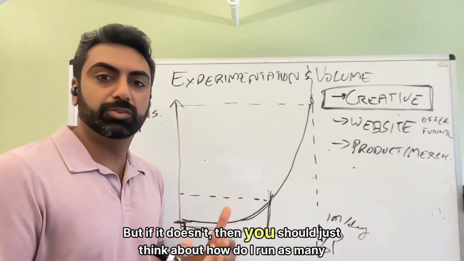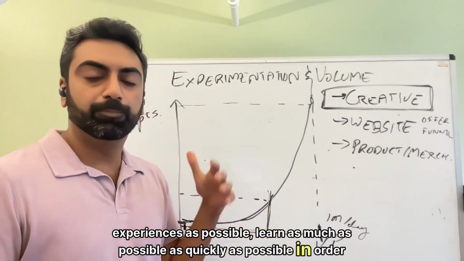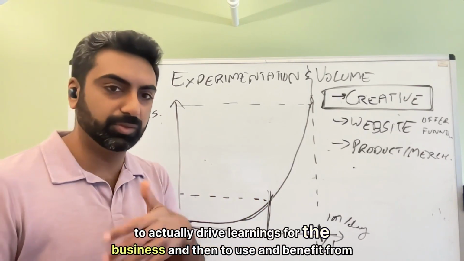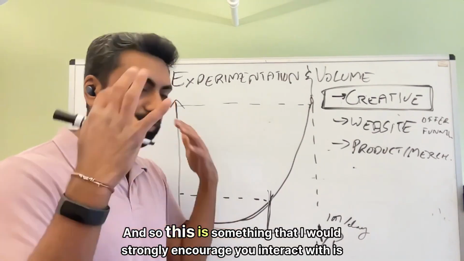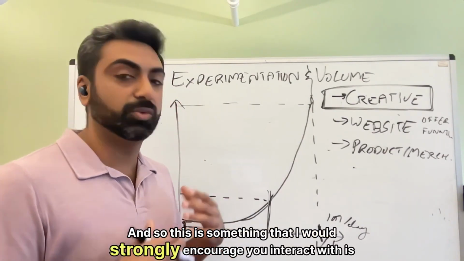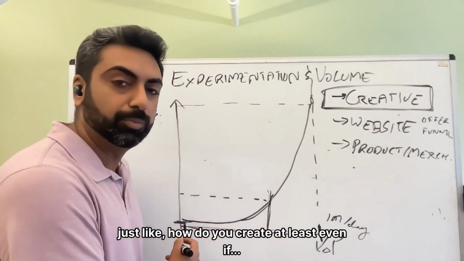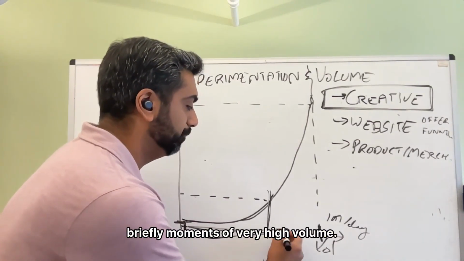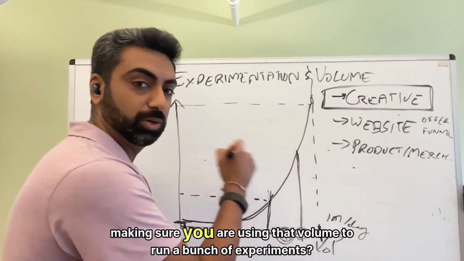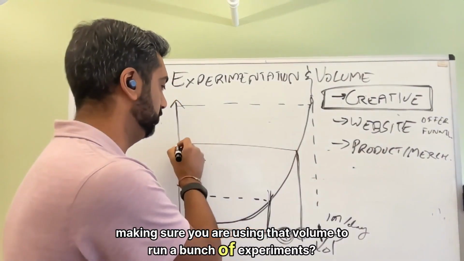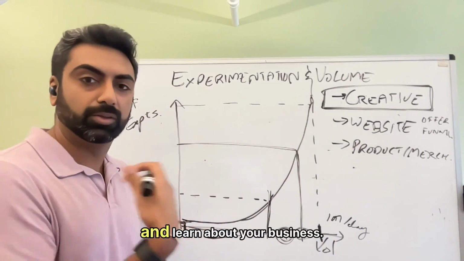But if it doesn't, then you should just think about how do I run as many experiments as possible, learn as much as possible, as quickly as possible, in order to actually drive learnings for the business and then to use and benefit from those learnings, right? And so this is something that I would strongly encourage you to interact with: how do you create, at least even if briefly, moments of very high volume? And then when you create high volume, how do you take advantage of that volume by making sure you are using it to run a bunch of experiments? Because again, if you don't take advantage of it, it's very hard to then experiment and learn about your business.